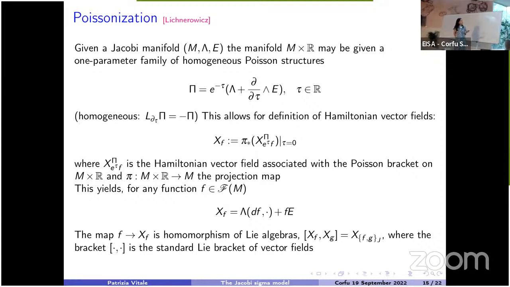If one does this procedure explicitly, one gets this expression here. So this would be the usual Hamiltonian vector field that I get with the Poisson structure, and I have this extra term here. So this map from functions on M onto vector fields on M is a homomorphism of the algebras. Here I have the Jacobi bracket. This is the standard Lie bracket. So I do have a Hamiltonian vector field.